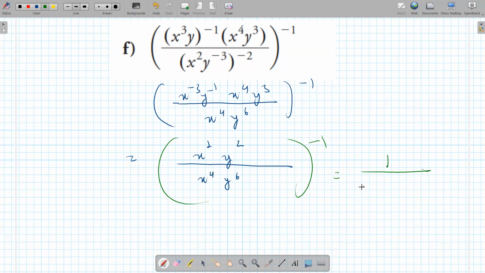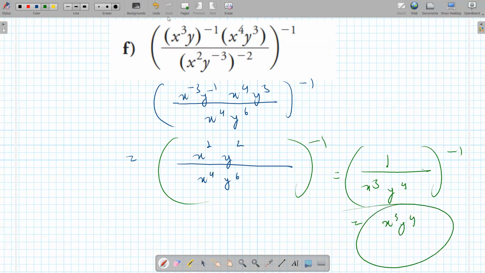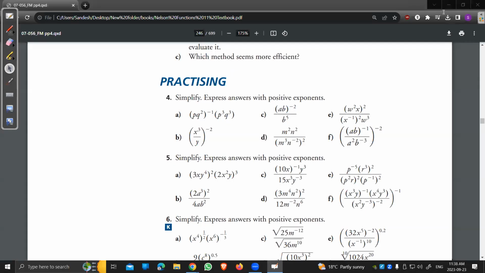4 minus 1 is 3. 6 minus 2 is 4. And there's a -1 on the outside. What's the final answer? You just flip the fraction. Yeah, just flip the fraction. So x^3, y^4, and you're done. Over 1, to the power of 1 is redundant.